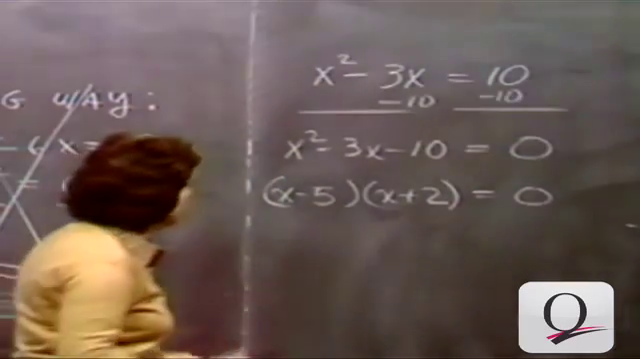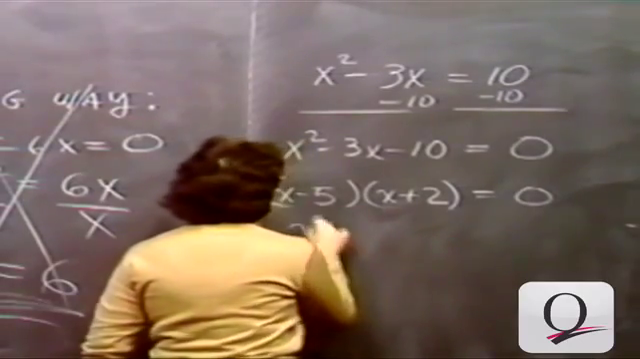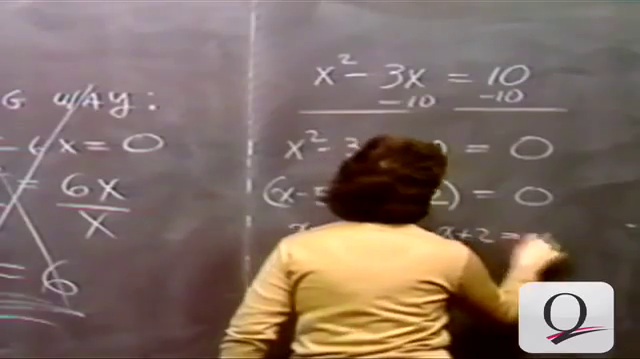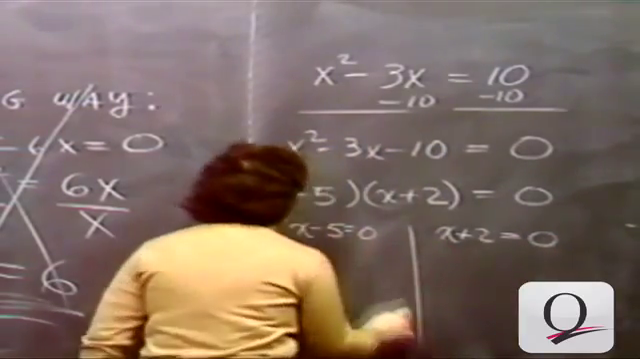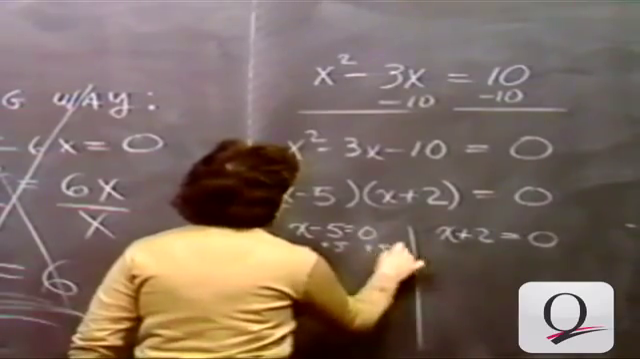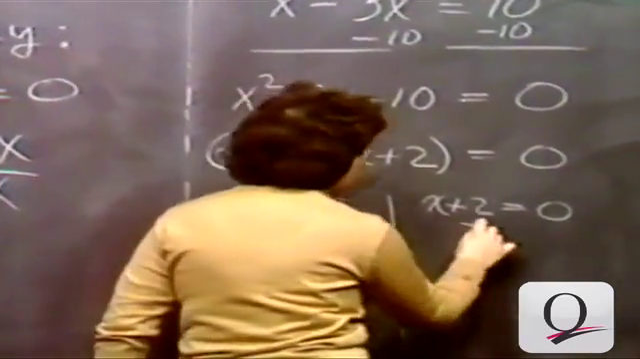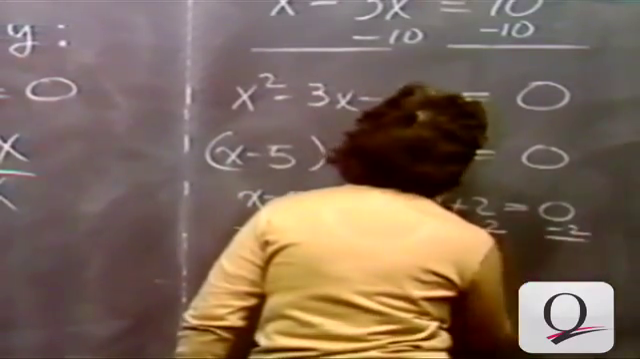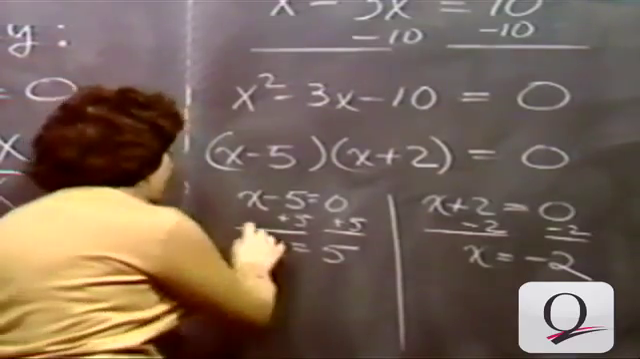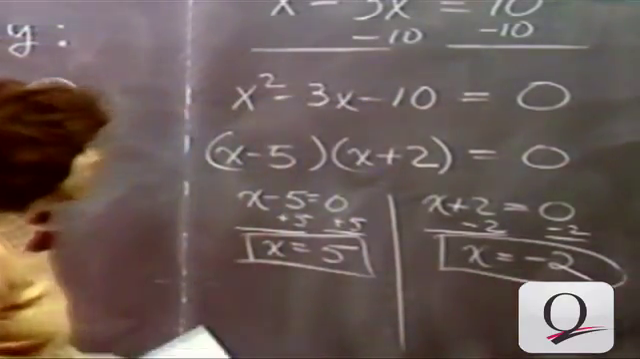We now have this in the form, the product of two numbers is equal to 0, and we let x minus 5 equal 0 and x plus 2 equal 0, and we get here, adding 5 to both sides, x equals 5. Here, subtracting 2 from both sides, x equals minus 2. Two solutions, once again. And you should check them both.